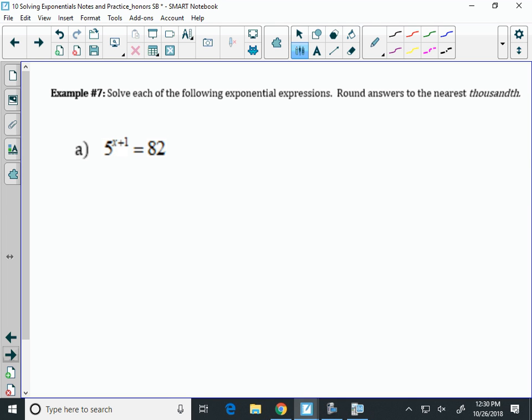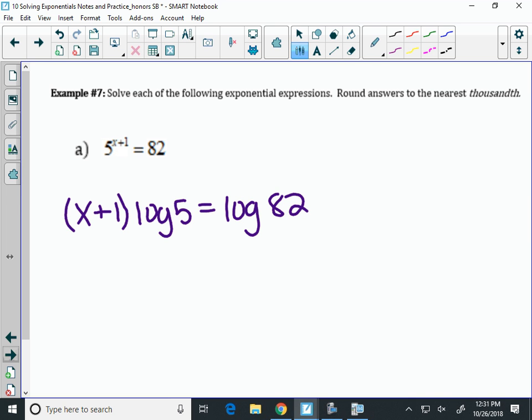Save a few minutes. All right, let's talk about example 7. When I look at number 7a, we have 5 to the x plus 1 equals 82. What would you say we should do first in this problem? Throw a log at it. When I throw a log at it, this whole exponent, x plus 1, is going to come down. My suggestion is you put x plus 1 in parentheses. It's the whole exponent x plus 1 times the log of 5 equals the log of 82. When you bring that whole exponent down, you should have it in parentheses.